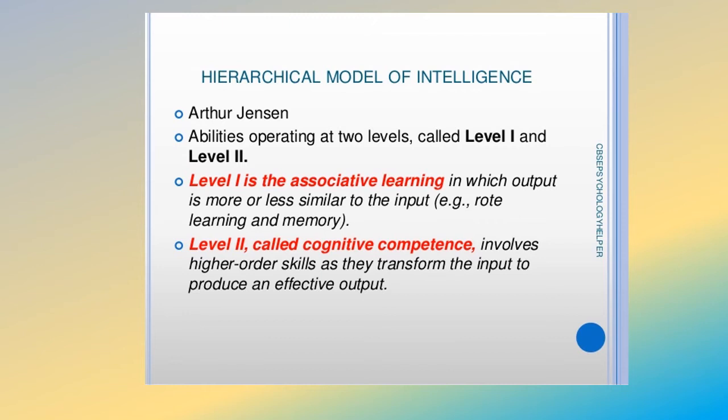But in cognitive competence, the information which we input, we process it and then relate it to some of the past information which we already have, or with real life situations, we try to understand and then output the result. So the output is different from the input in level 2, and in level 1 the output is similar to that of the input because it involves rote learning, mug-up.